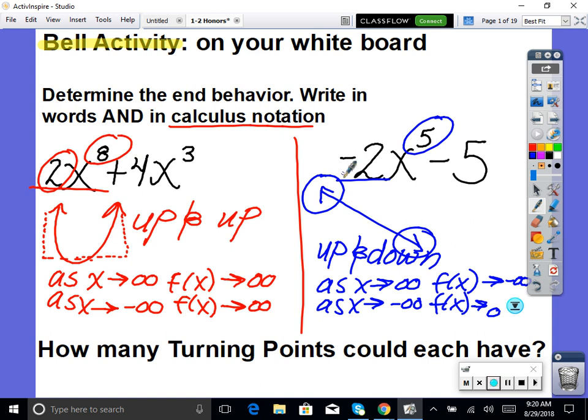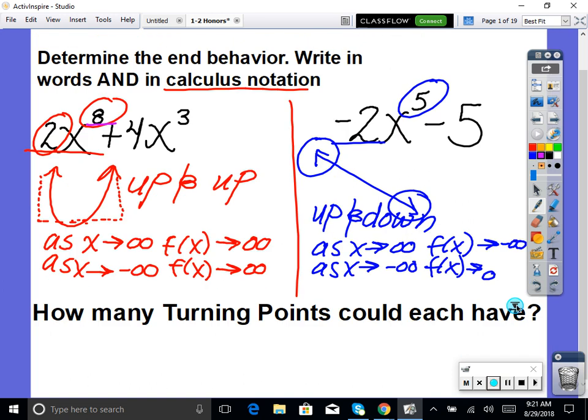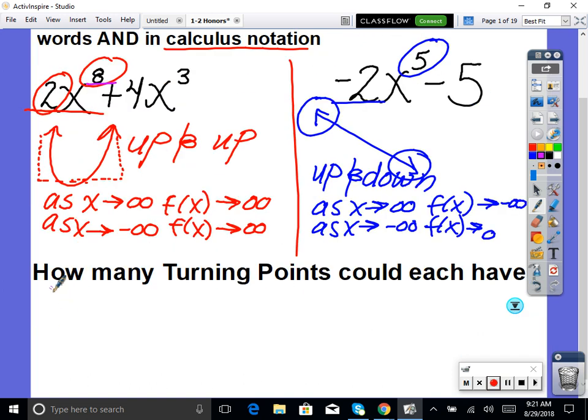Okay, good. Now let's talk about the possible number of turning points, the total possible. On a test, you're going to want to list out all possible. So for degree 8, what's the highest number of turning points we could have? Seven, but we could have five or three or one. Could we have zero? No, because it's got to turn and go back up, right? Okay, good. So with this one, the most number of turning points would be four or zero. Good. And then if I said how many does it actually have, you'd graph it and count.